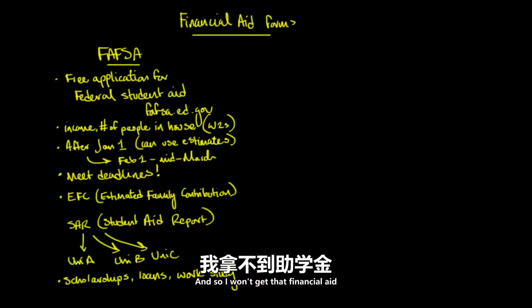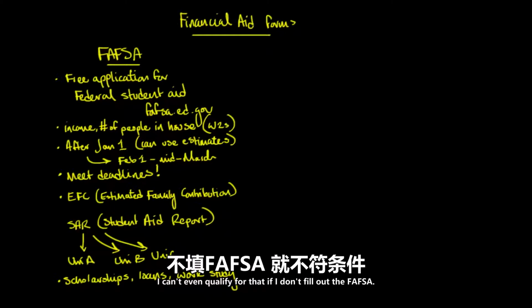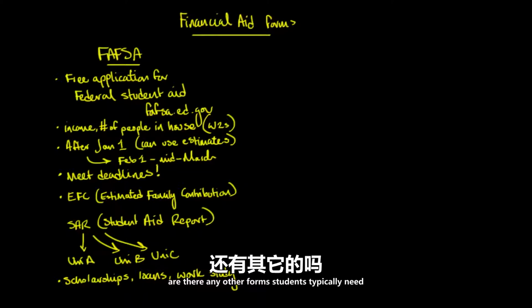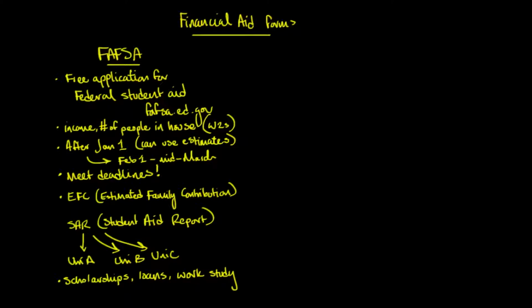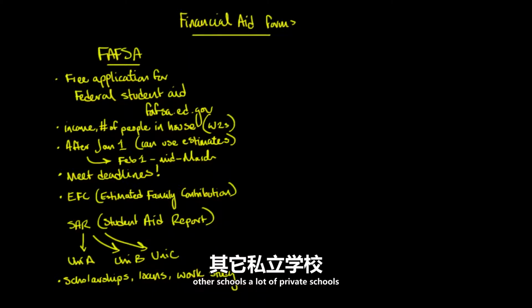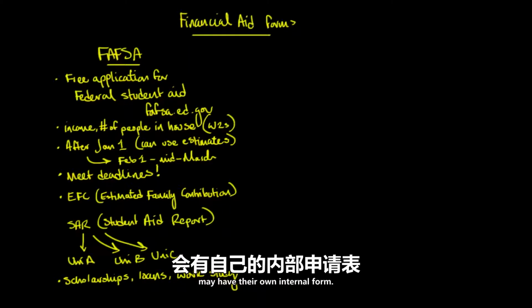Okay, and so I won't get that financial aid. I can't even qualify for that if I don't fill out the FAFSA? Correct. So aside from the FAFSA, Sean, are there any other forms that students typically need to fill out to get financial aid, need-based financial aid specifically? So most public schools only require the FAFSA form. Other schools, a lot of private schools, may have their own internal form.